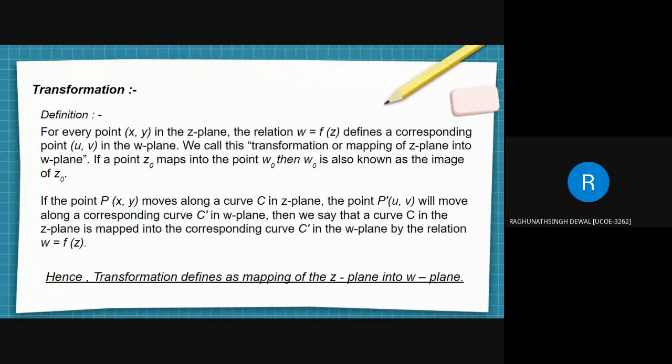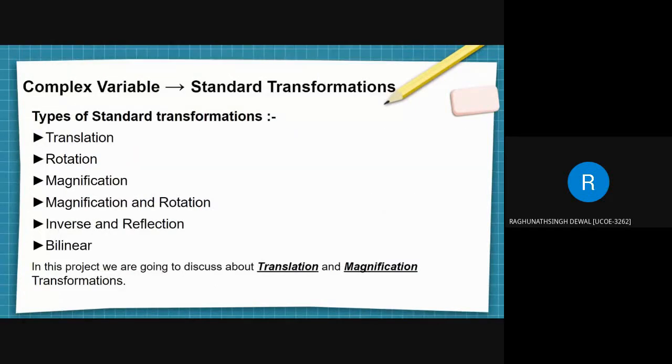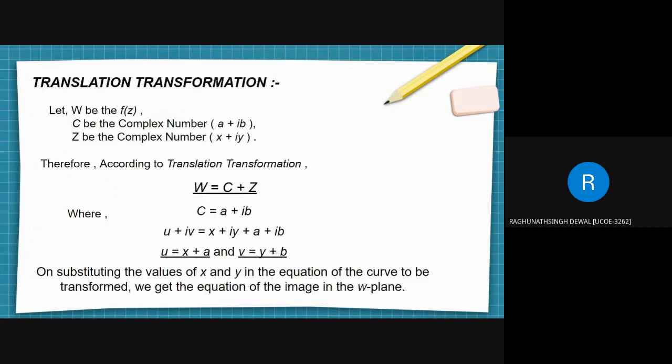Types of standard transformation. There are six types of standard transformation: translation, rotation, magnification and rotation, inverse and reflection, and bilinear. In this project, we are only going to discuss translation and magnification transformation. Therefore, the translation will be explained by Fenil. Thank you.